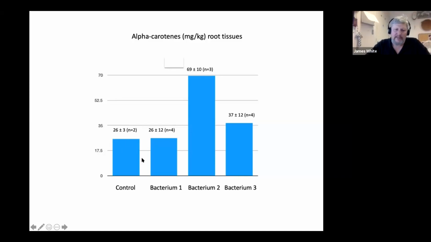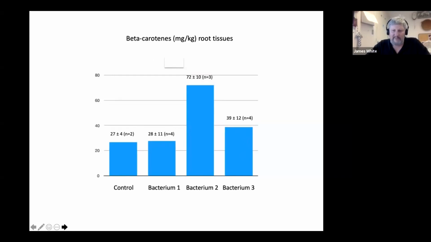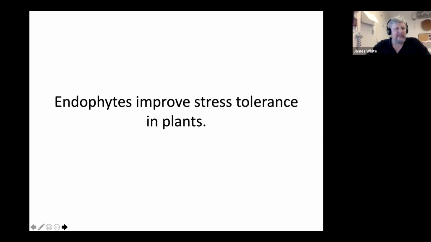And you can see the control here. This is with no microbes. You can see this much carotene versus bacterium 1. It's about the same. That bacterium probably didn't have any effect at all. Then you see bacterium 2. You can see it had a big effect. It went inside and greatly increased the alpha carotenes. Bacterium 3, not as much. So one of those was highly effective at increasing. Here are the beta carotenes. It looks very similar. You can see that bacterium 2 increased it. Bacterium 1 just had no effect, and bacterium 3 minimal. So depending on the endophyte, you can change the chemical components in plants.